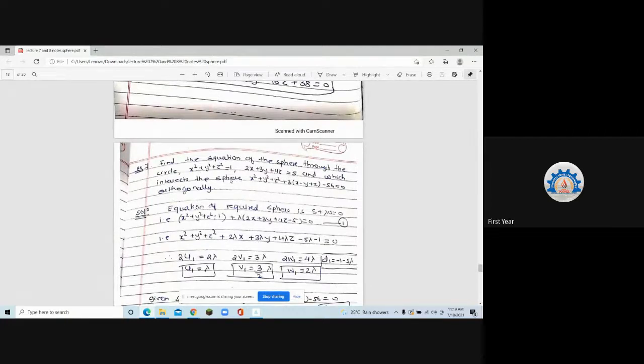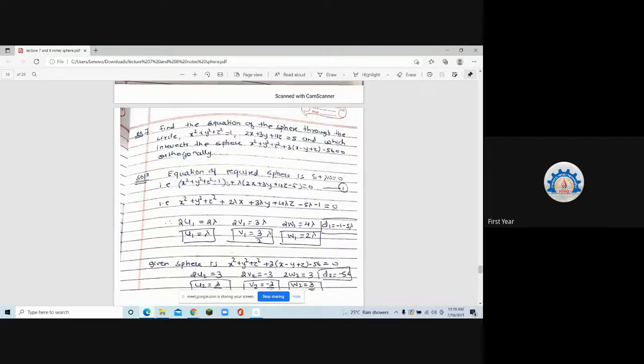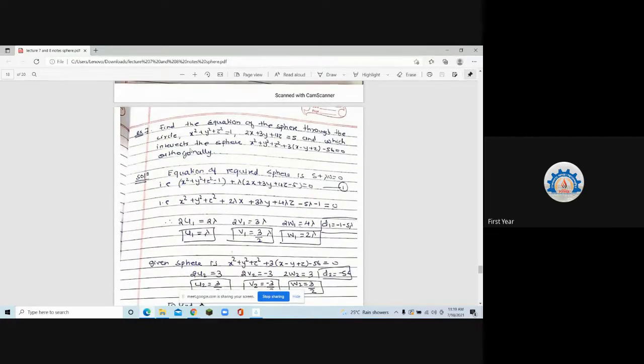सबको आया ना प्रीवियस क्वेश्चन? कंसेप्ट समझ में आया ना? प्लेन फाइंड किया मैंने, फिर s प्लस लेमडा यू इज इक्वल टू 0 किया, और ग्रेट सर्कल था इसलिए उसका सेंटर प्लेन पे रहेगा. सो आई गॉट द वैल्यू ऑफ लेमडा बैक सब्स्टिट्यूटेड. नाउ लेट्स गो टू द नेक्स्ट टाइप ऑफ क्वेश्चन. या एनीबॉडी हैज एनी डाउट?